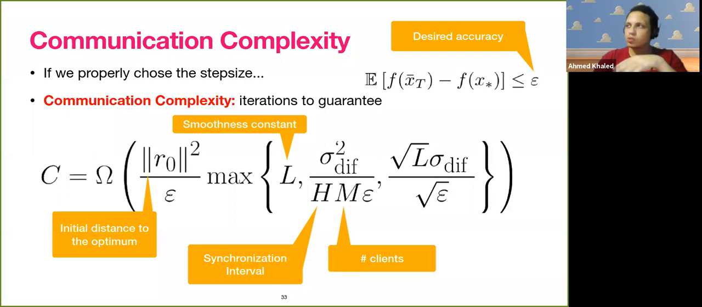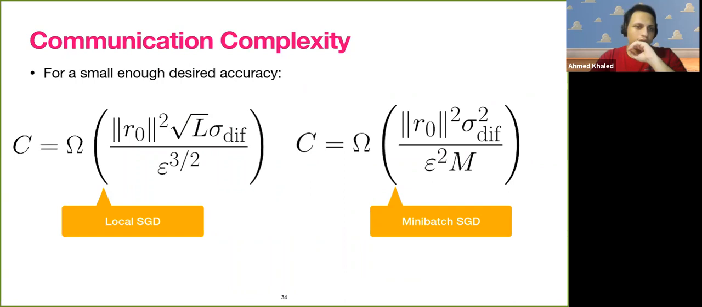So you want to drive your accuracy almost to zero. You want to actually optimize your function and get something that is very close to the optimum in terms of quality of solution. So in this case, the communication complexity for local SGD varies with epsilon to the power negative 3/2, while mini-batch SGD varies with epsilon to the power negative 2. So this means that mini-batch SGD will require more communication steps as a function of the accuracy than local SGD in order to reach the same error. And this is exactly the goal that we set out on doing. And the difference between them will be on the order of 1 over the square root of epsilon, which can be large if epsilon is very small.